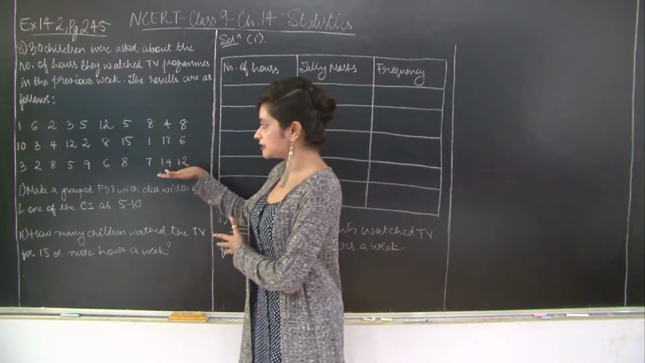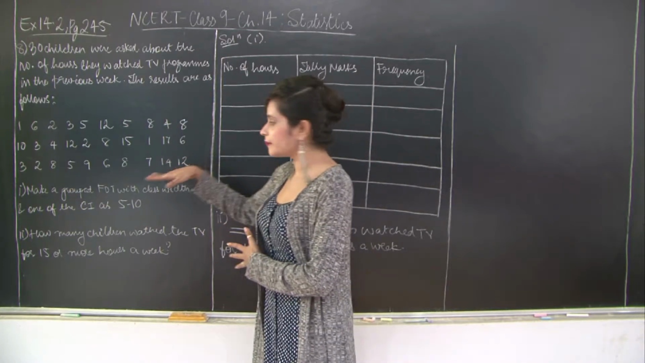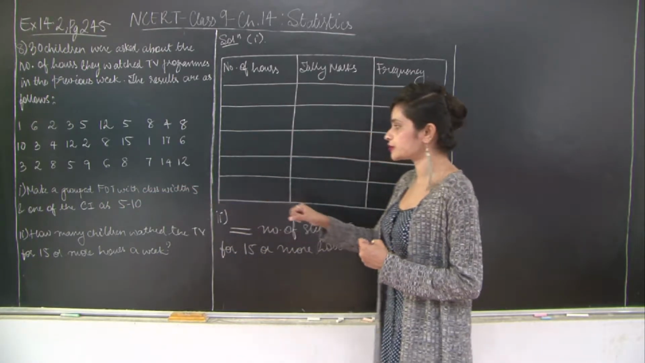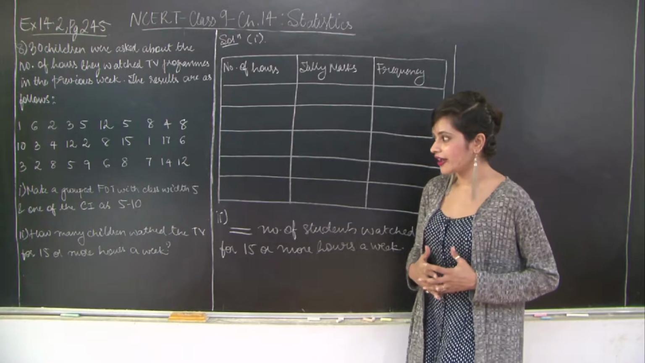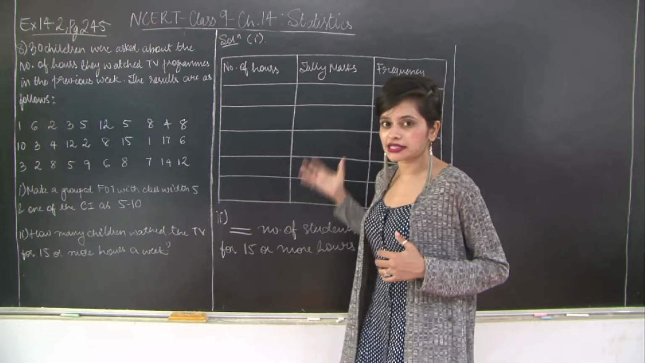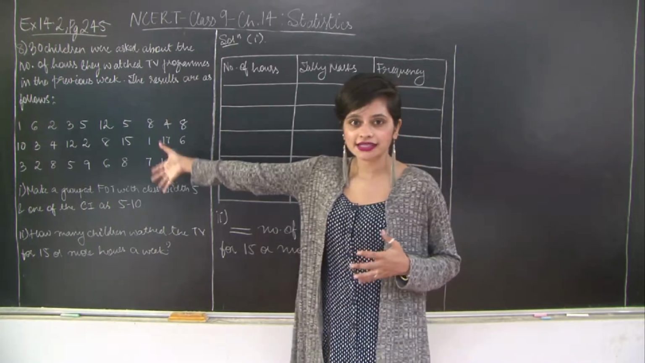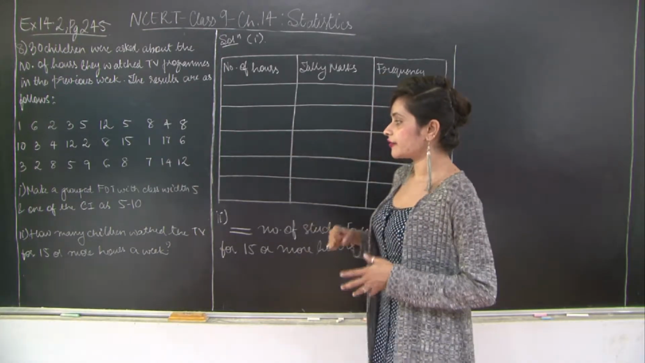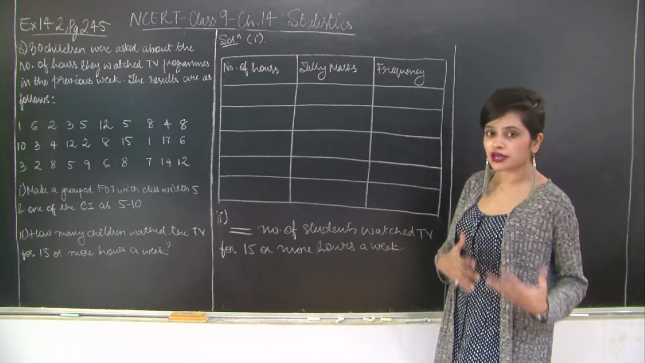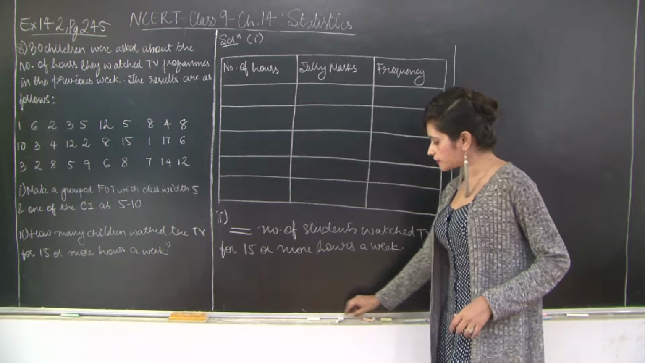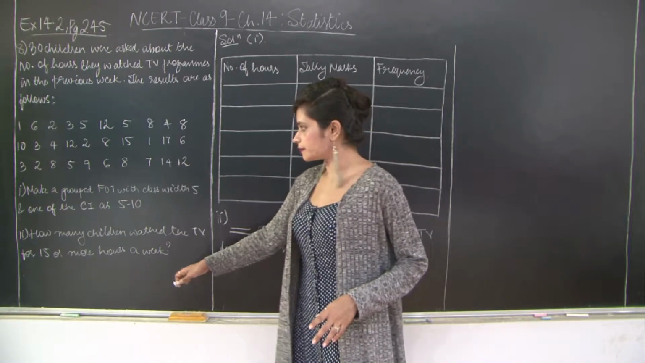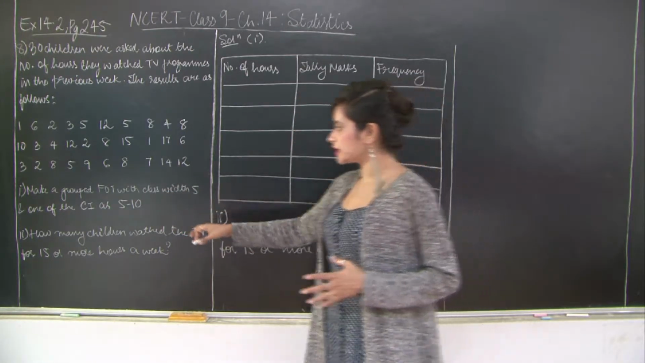Now, on the basis of this data, that is for 30 students, we need to draw a grouped frequency distribution table with class width 5 and one of the class intervals as 5 to 10. And on the basis of this frequency distribution table, we need to find for how many children watch the television for 15 or more hours a week. So first we will draw the frequency distribution table and then we'll solve the second question. So let's see what hint has been given to us.